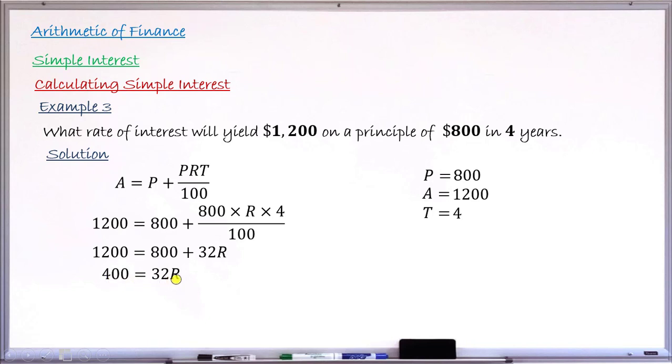So there we divide both sides by 32 to get R. I'm going to divide 400 by 32. If this division is done correctly, you now have 12.5%. This will now be the rate of interest. For this 800 to become 1,200 in 4 years, this will be the rate of interest, 12.5%. So let's just move and take another example.